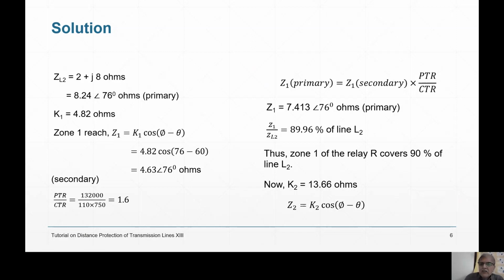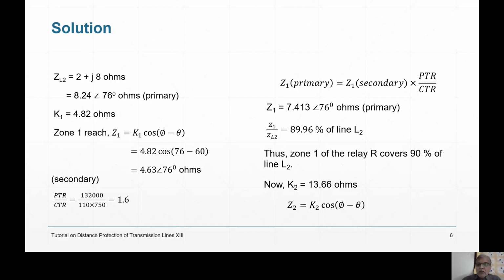That is Z1, zone 1 reach is 7.413. That I know. But length I am to find out. So Z1 divided by ZL2, that is 7.413 divided by 8.24. That gives me 89.96%. So roughly 90% will be covered by zone 1 by relay R. For line L2, 10% is the overreach.